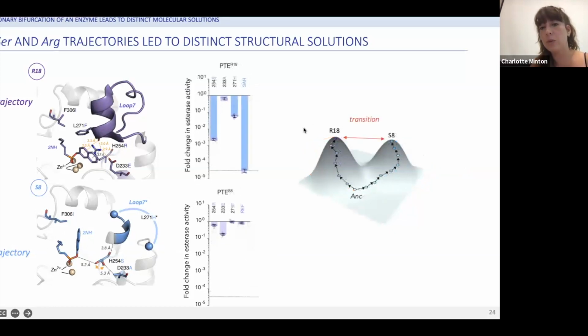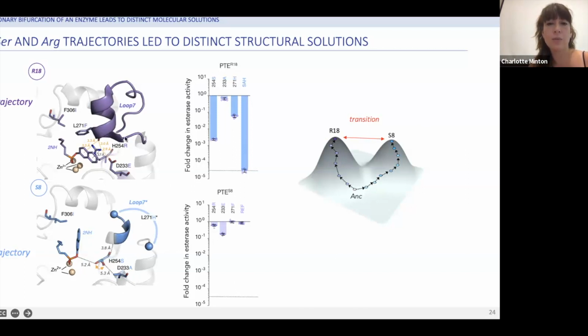Another thing that we can do is look at transition. So what happens if we put the amino acids selected along the serine trajectory into the arginine most evolved variant, and reciprocally? This tells us whether these amino acids were selected because of the initial mutation and they have a role together, or if they can be transplanted across and they are not so important.